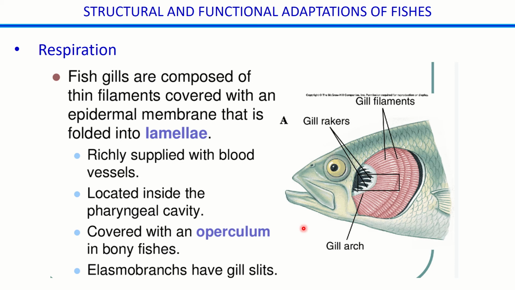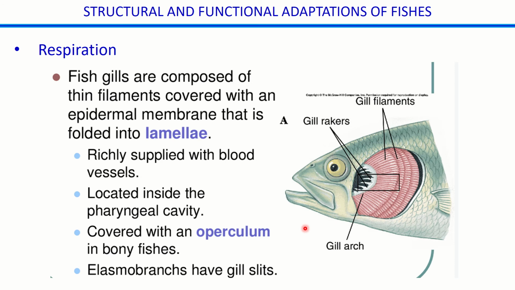Respiration. How do fish take oxygen out of water? Fish gills are composed of thin filaments covered with an epidermal membrane that is folded into lamellae. And these are the filaments. So fish have got gill rakers, and you can see that these gill rakers and bony plates are attached inside the fish's buccal cavity. And remember, they have an operculum that can help them regulate flow over the gills.